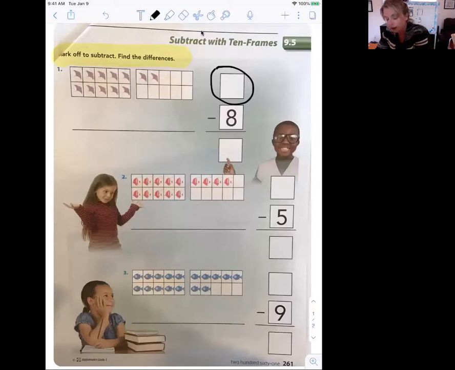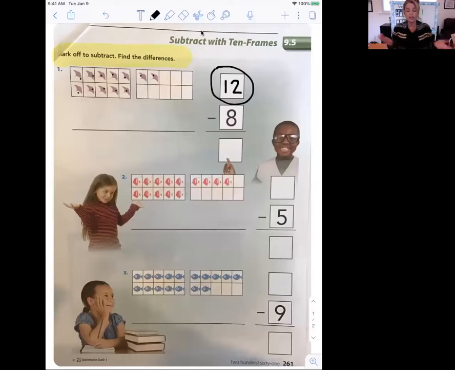Ready? Let's count the first 10 frame. 1, 2, 3, 4, 5, 6, 7, 8, 9, 10, 11, 12. So how many pictures are there altogether? There are 12. You are correct. So we have 12. Take away 8.